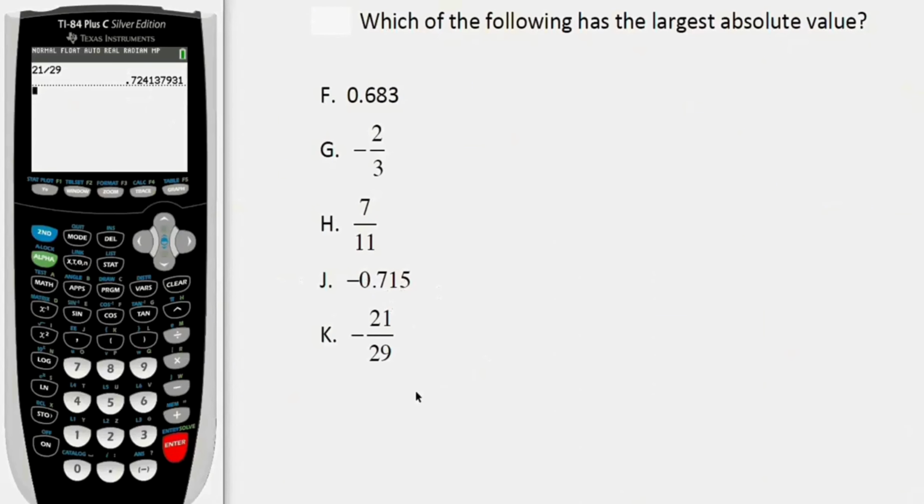So guys, the largest absolute value in these options is 21 over 29, which is option K. That's the answer to this question. It's as simple as this. This is basically how you can identify the largest absolute value in a given question.